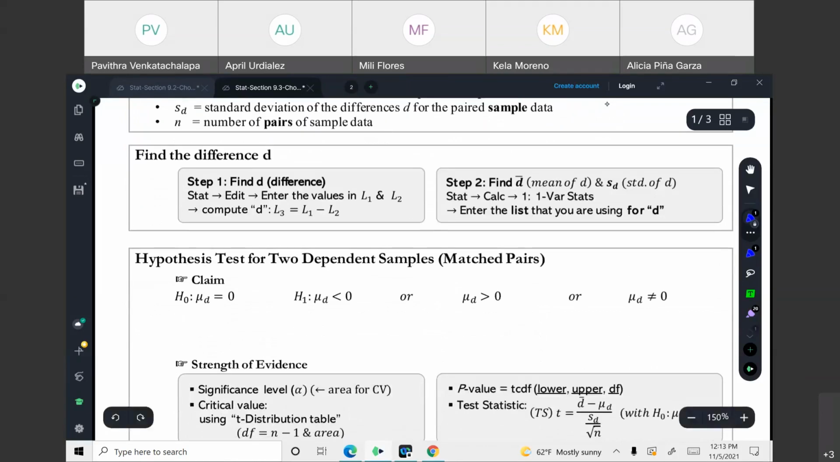First, you will have two values, right? You're going to plug those values into the calculator and compute d. D in the sense difference. That means you're going to subtract those two columns. Okay, this is what you do in the calculator.